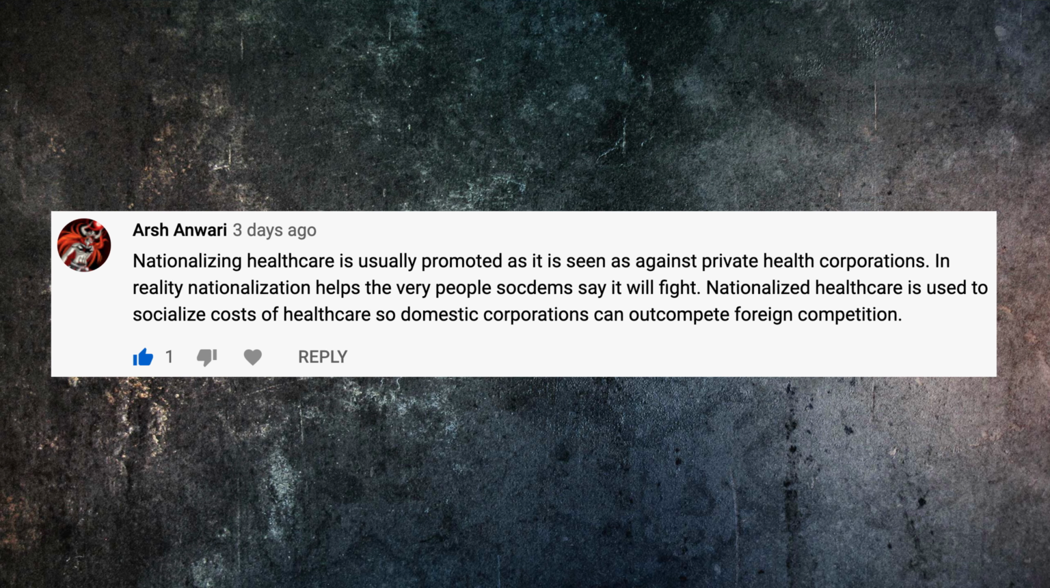Next comment. Arsene Wari goes on to say, nationalising healthcare is usually promoted as it is seen as against private health corporations. In reality, nationalisation helps the very people it claims it will fight. Nationalised healthcare is used to socialise costs of healthcare so domestic corporations can outcompete foreign competition. Well, in my personal argument, the nationalisation is really just an argument by socialists in their goal for communism. Socialism is the slow and gradual path towards it. Take for example Jeremy Corbyn.